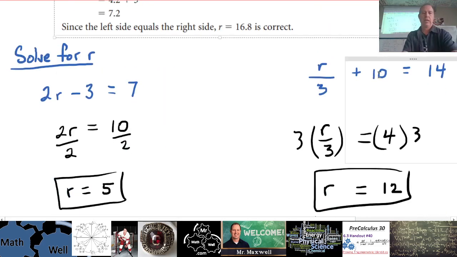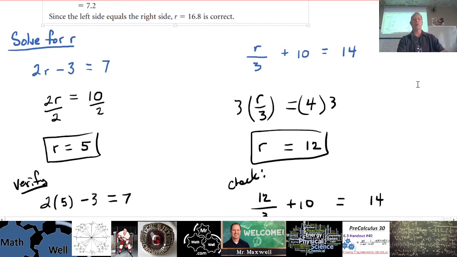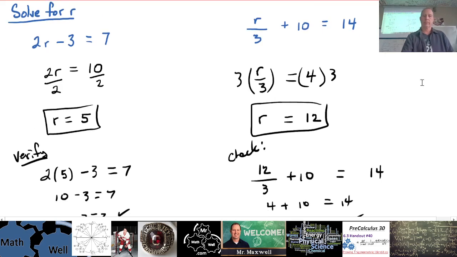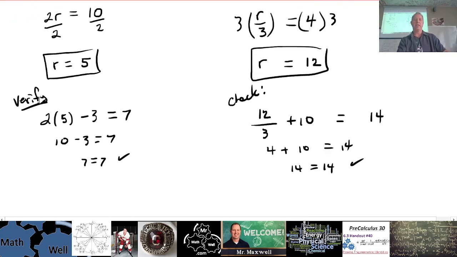All right. Here's a couple examples. I'll just show you. If you are solving for r, add 3 to both sides to get 10 on the right side, and then divide by 2 to get 5. Subtract 10 from both sides to get 4. Multiply by 3 to get r equals 12. And then if you check each of those numbers, the left side should always equal the right side.